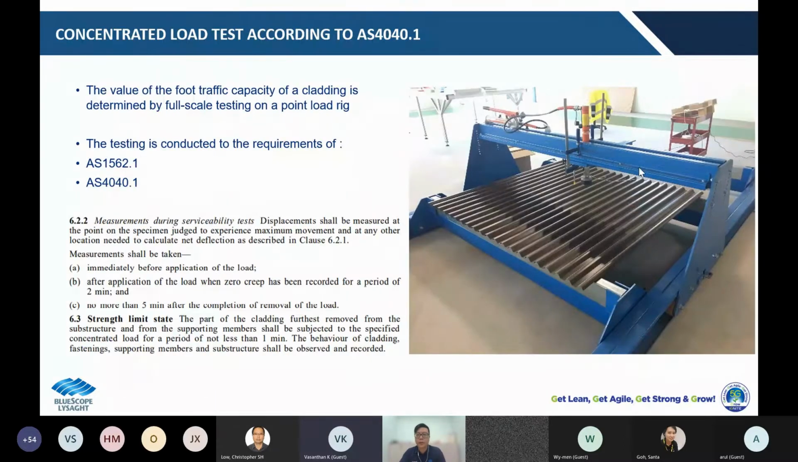Okay, the concentrated load test according to AS 4040.1 can be conducted using the point load rig. So the photo shown at the right hand side here is the point load rig.